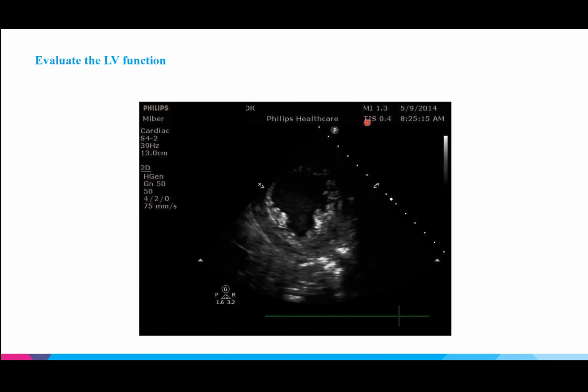I think pretty unanimous voting on this one. All right. Yes. Almost everyone said severely reduced. Yep. And what is the view in this one?